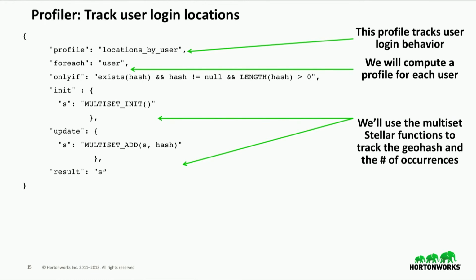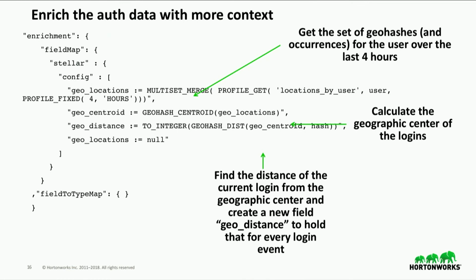So we're going to compute a profile for all the users that actually have a hash. Let's say they went to an IP address that didn't actually exist or it was bad data. With Metron, you want to be resilient to bad data, because bad data happens in the real world. What I want to capture is a multiset. So that's a geohash associated with the number of times that it occurred. That's enough information for me to calculate a centroid, or the median distance, right?